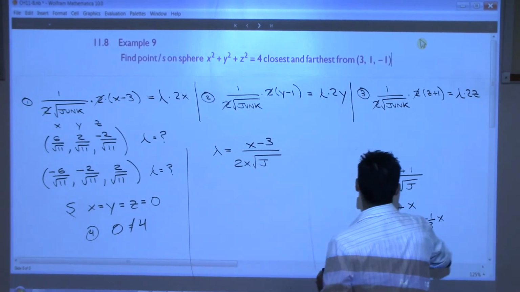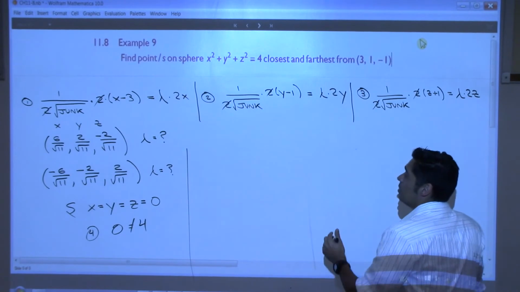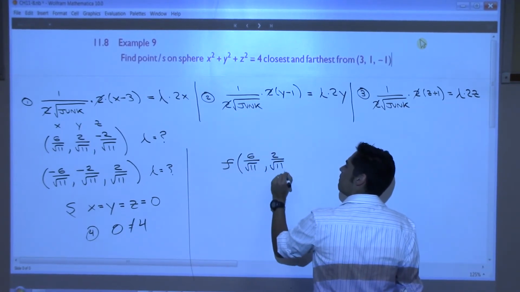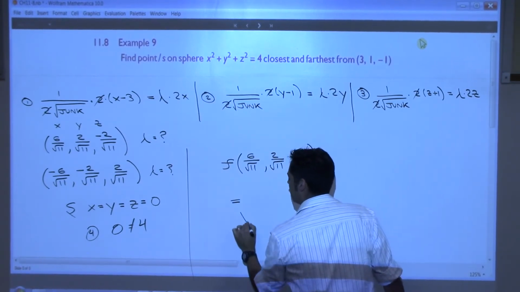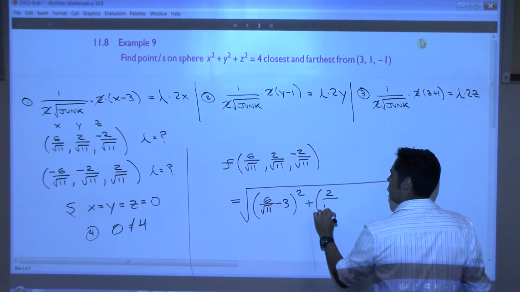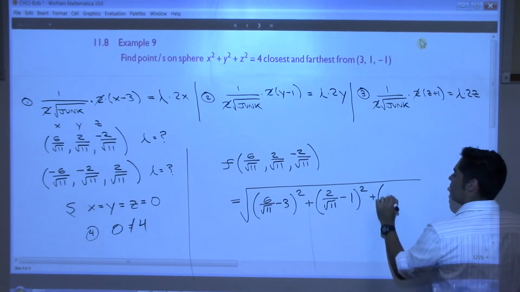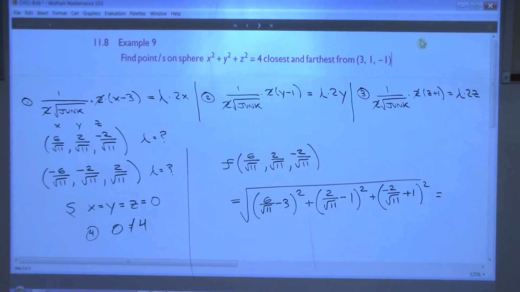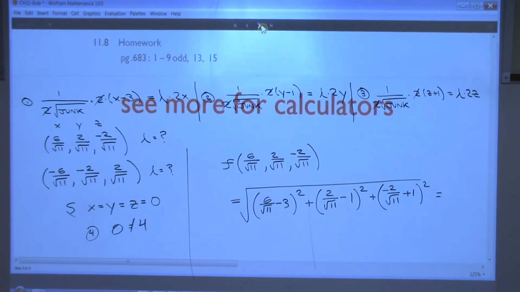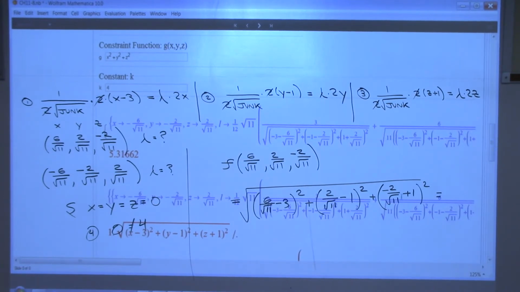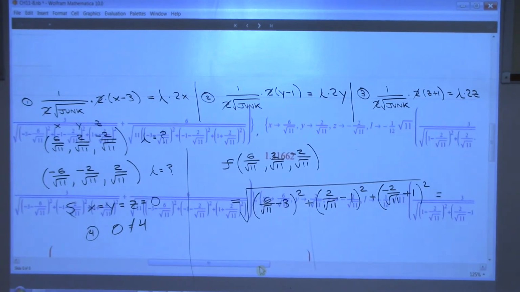All right, so let's try and figure out which one of these is furthest, which one is closest. That might be a little tough. So my function f, I'm going to plug in 6 over root 11, 2 over root 11, negative 2 over root 11, into the square root of (x minus 3) squared plus (y minus 1) squared plus (z plus 1) squared. Do you understand where I'm putting this? And then I have to figure out what that is, right? I'm going to cheat because I don't feel like using my calculator. I believe I already had my computer do this. This turns out to be about 1.316. Okay?